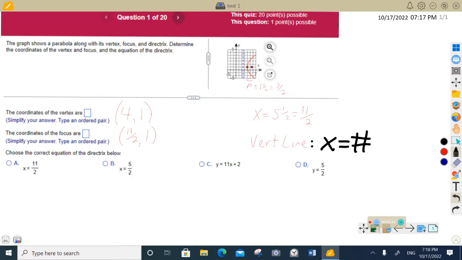All right. If you look down here at the directrix equations, your multiple choice, or as I like to call it, multiple guess, A is an x equals, B is an x equals, C is y equals. An equation of a line like that has a slope of 11 and y-intercept of 2, and this is y equals 5 halves, which is a horizontal line at 5 halves or 2.5. So our line, if you start at the origin and count over, is 1, 2, and then at 2.5. 2.5 is going to be 5 halves as an improper fraction. So that is question number 1.